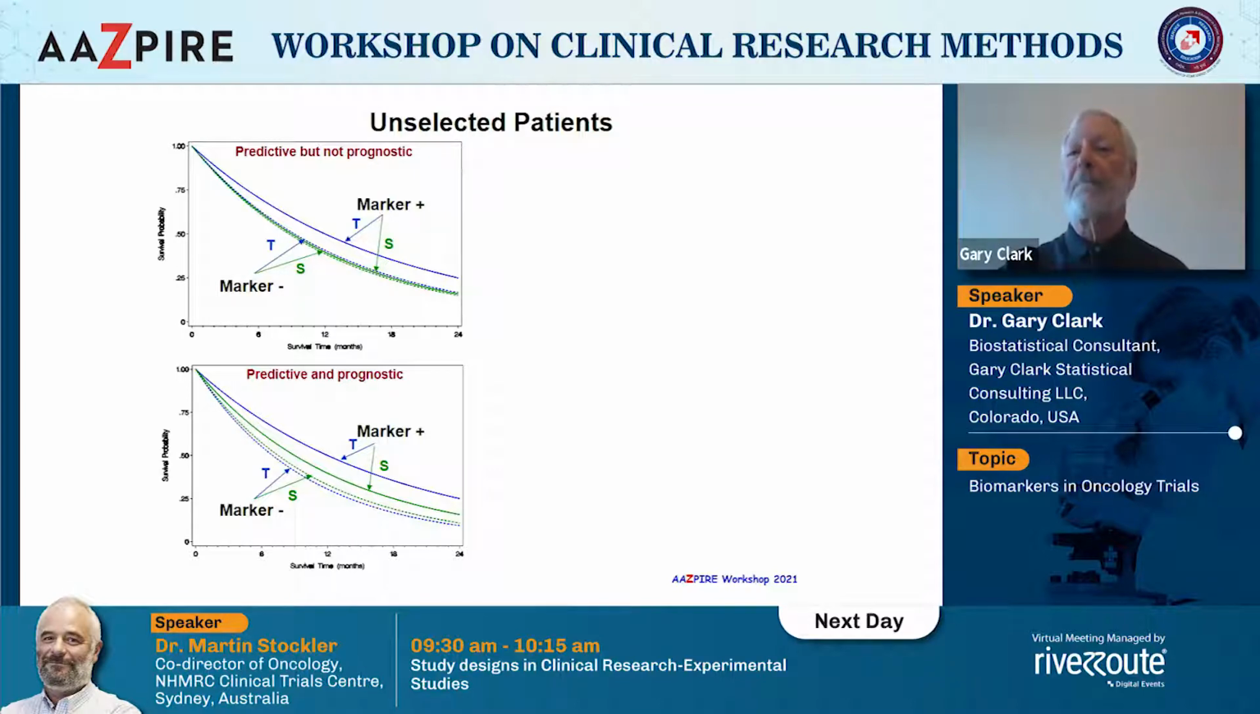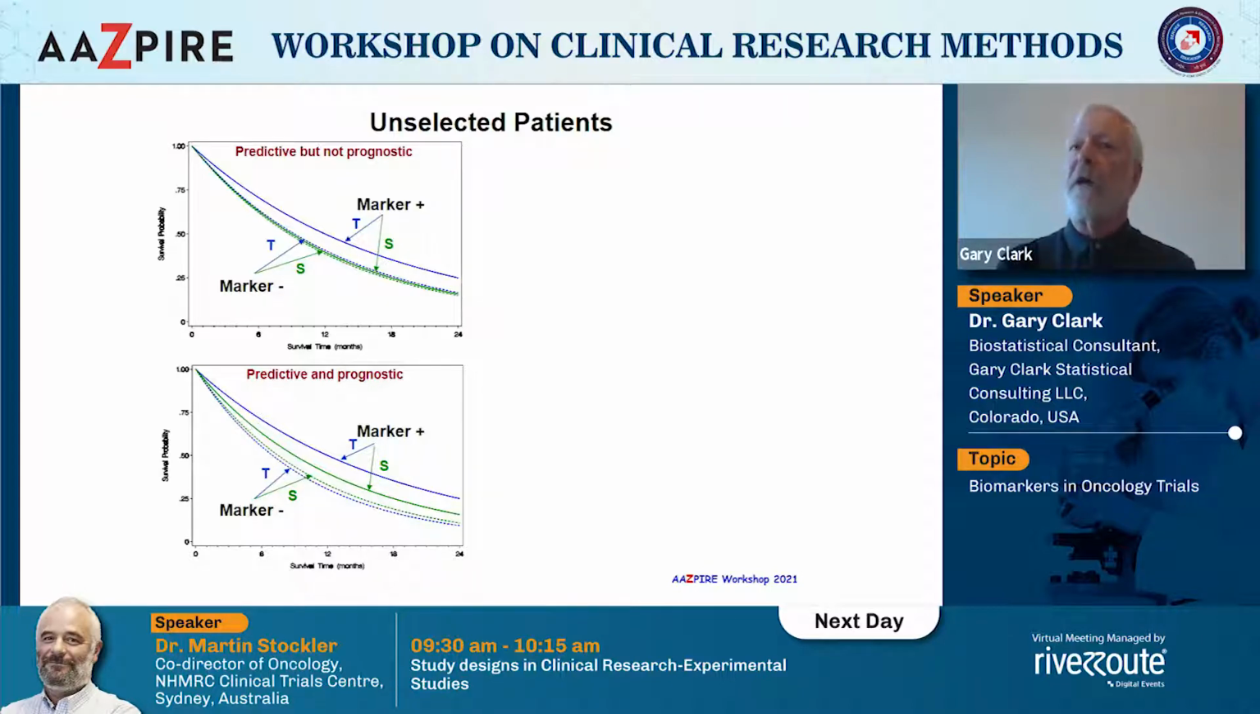That's prognostic. Now, the benefit in the marker positive patient is quite great. The benefit in the marker negative patients, well, if anything, the marker negative patients did a little bit worse with targeted therapy than the standard therapy. So once again, it's a predictive factor for a benefit in the marker positive patients. But this marker now is both predictive and prognostic.